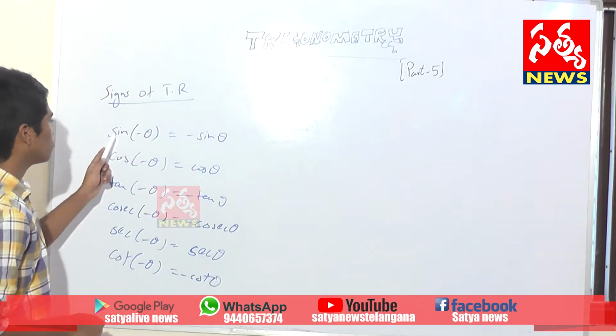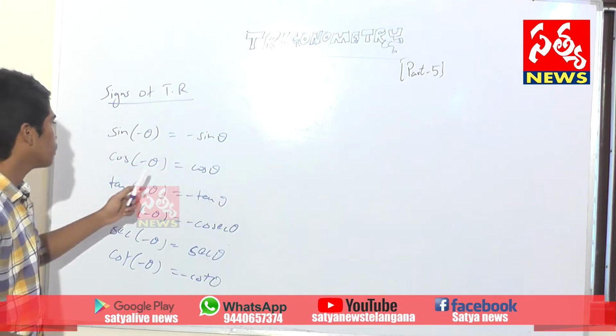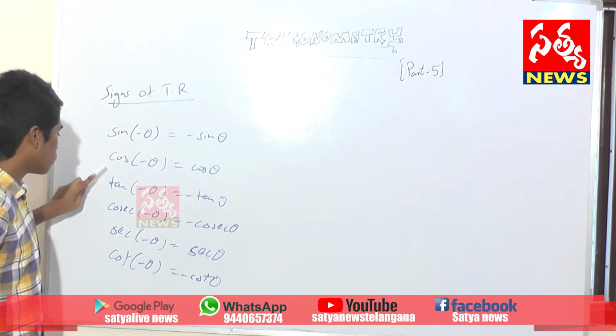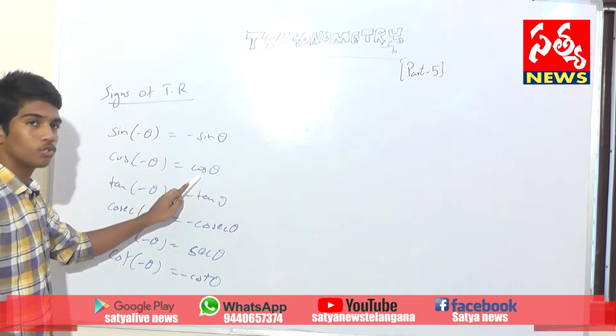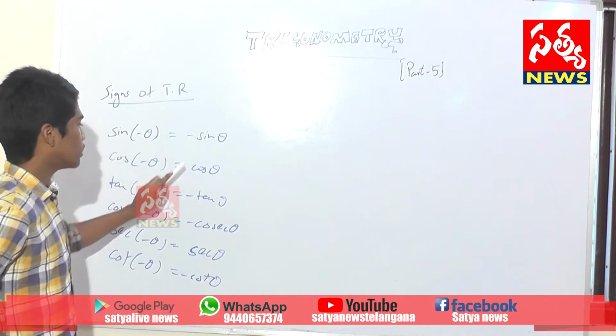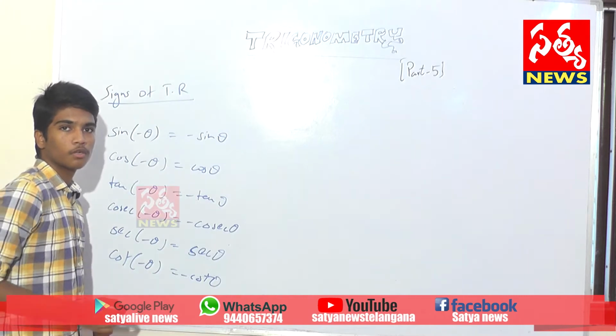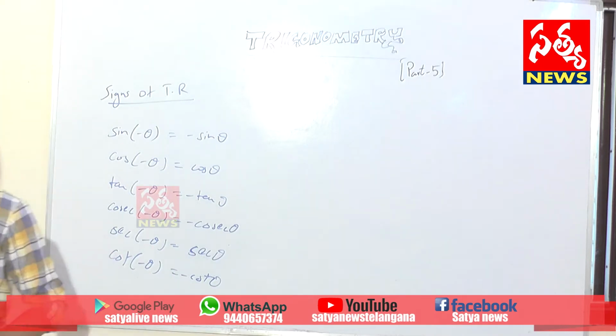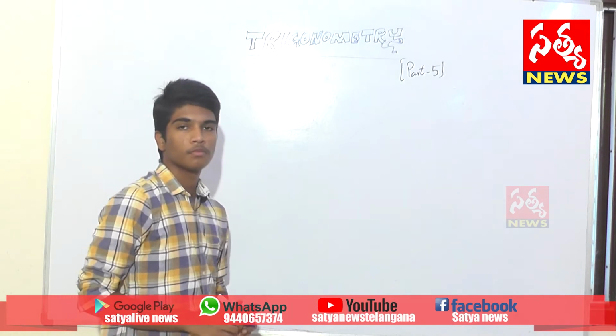Okay, please remember that sin of minus theta is equal to minus sin theta. Only cos and secant get no change, the rest all get a negative sign. Let's discuss problems now. First problem.